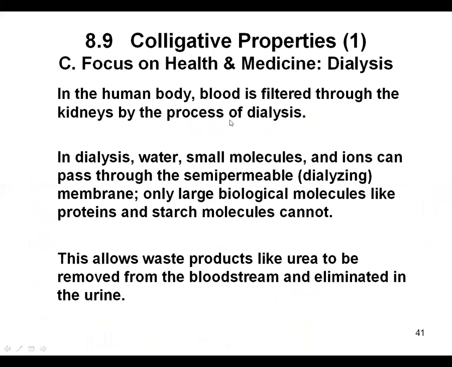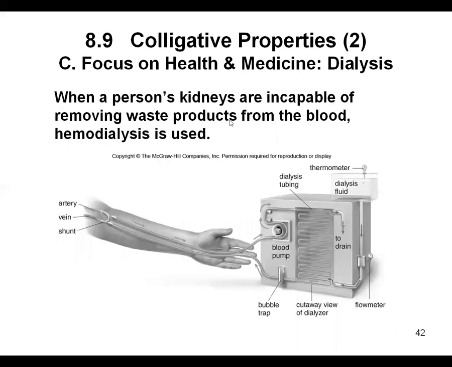So in the body, blood is filtered through the kidneys through a process known as dialysis. And dialysis works similar to osmosis. It basically allows certain size molecules to be filtered out. So our kidneys help us get rid of waste products like urea and stuff like that. It's eliminated in urine and helps filter out our body of those type of things.